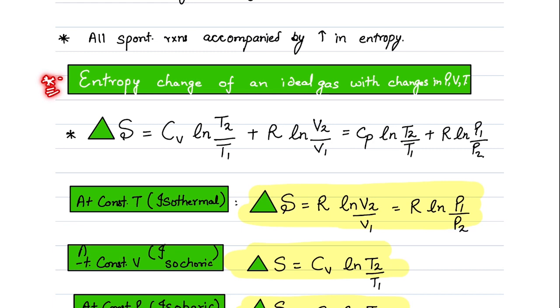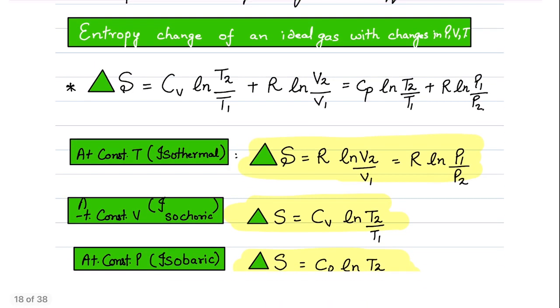Now let's derive this important relation for competitive exams, that is, entropy change for an ideal gas with changes in pressure, volume and temperature. So we can calculate the entropy change by Cv ln(T2/T1) + R ln(V2/V1), that is equal to Cp ln(T2/T1) + R ln(P1/P2).